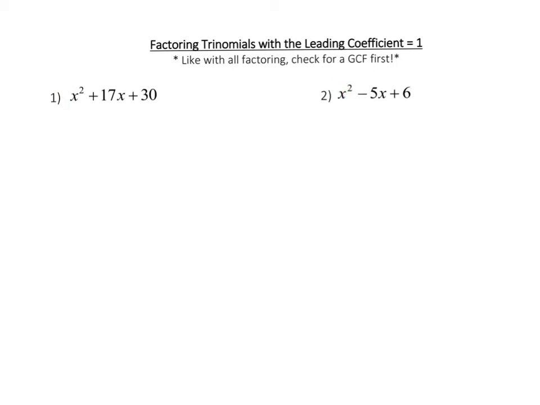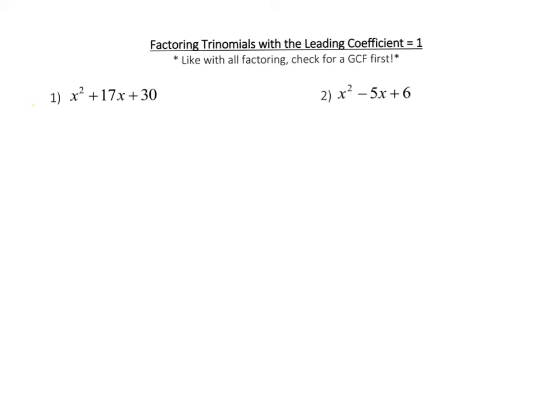With all factoring, we have to remember to check for a GCF if that's possible. So let's look at this first example. I have 1x squared plus 17x plus 30. I don't see a GCF other than 1, so we're going to go ahead and just factor this trinomial.